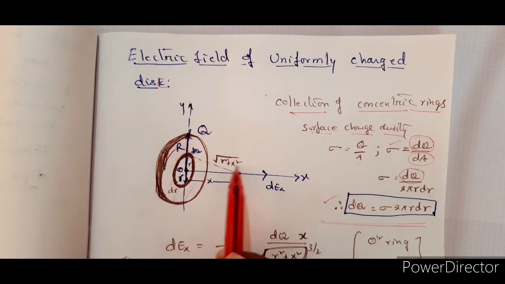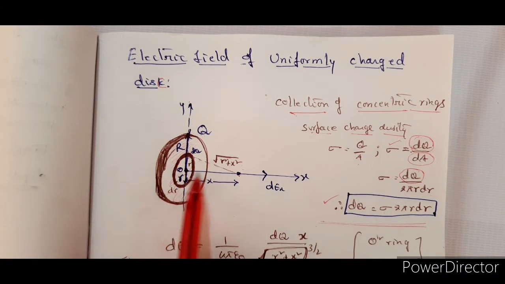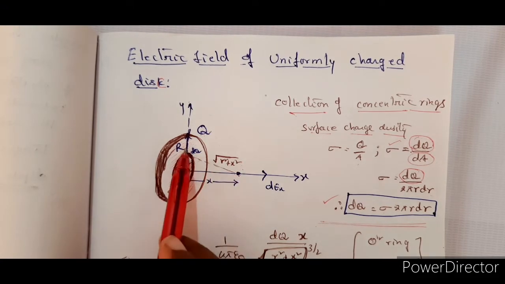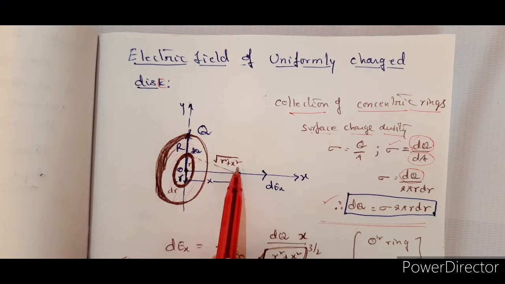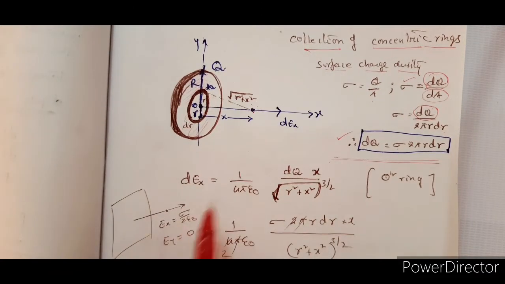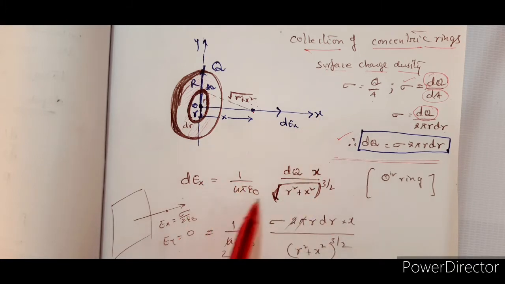Now the point where you want to find the electric field strength is here on the axis. So if this is r and this is a distance of x from the center of the disk, then this distance is root of r square plus x square. Now apply Coulomb's inverse square law, that's all. So now dEx is equal to 1 by 4 pi epsilon naught, dq into x by (r square plus x square) whole power 3 by 2.